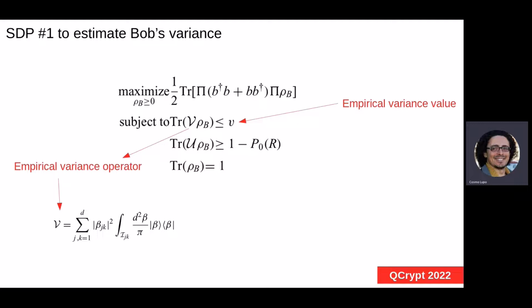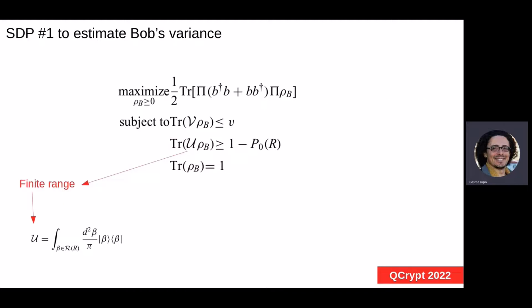So this is a quantity that you want to measure in the lab, which is the value of the empirical variance computed by Bob from the experimental data. Then there is another constraint which accounts for the fact that heterodyne has a finite range. So there is a finite probability that your measurement will go outside of the range of your device, and so we need to account for this with another truncation error, and then of course the last line is for normalization of the unknown state.